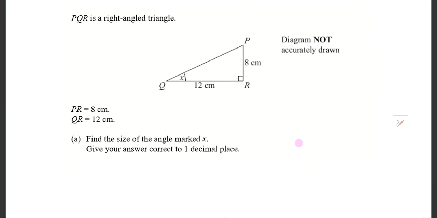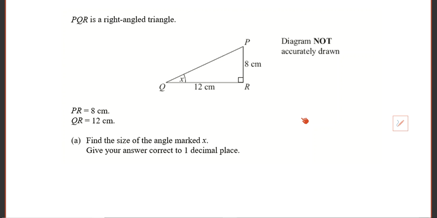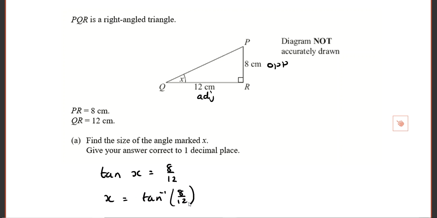Calculator section. Relatively easy. Some people picking the wrong things still. Find the size of the angle marked X. So I've got the opposite, I've got the adjacent, so I'm going to do tan of x equals opposite over adjacent, 8 over 12. So x is the inverse tan of 8 over 12.